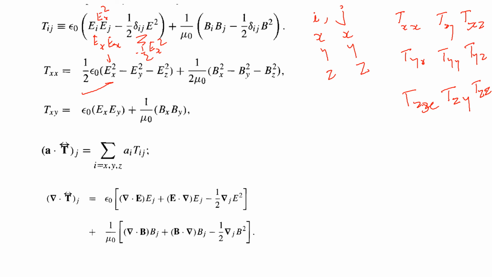Then minus, again, I and j equal to y, then it will become Ey square. Then I and j equal to z, then it will become Ez square. So totally this is half times epsilon 0 times Ex square minus Ey square minus Ez square. Then there is a plus sign here. Then 1 by mu 0 is there.